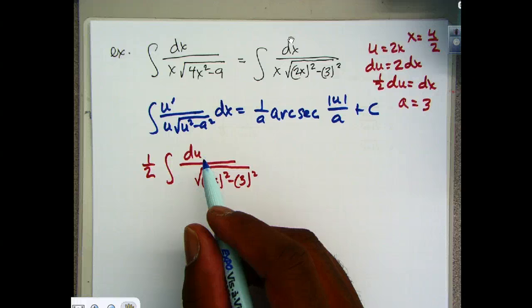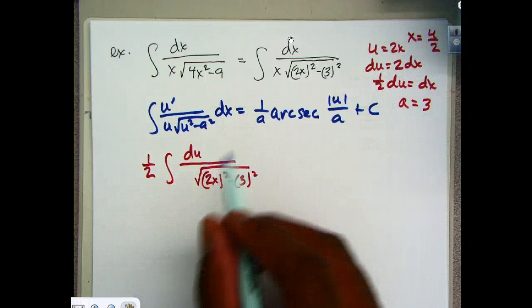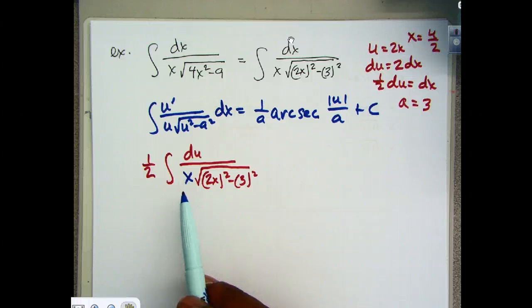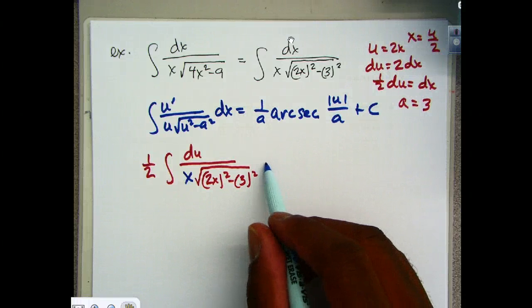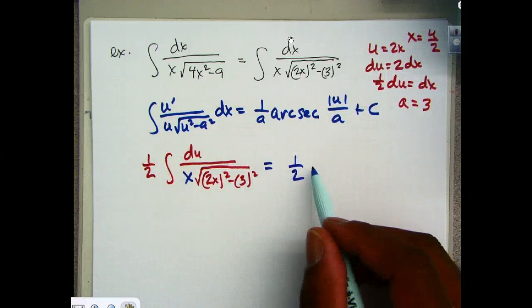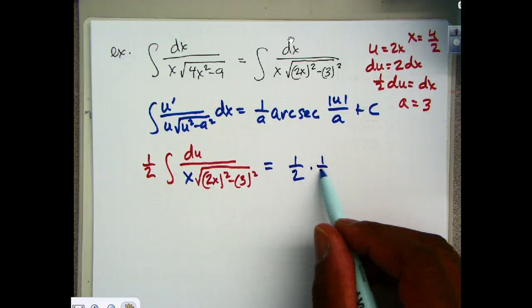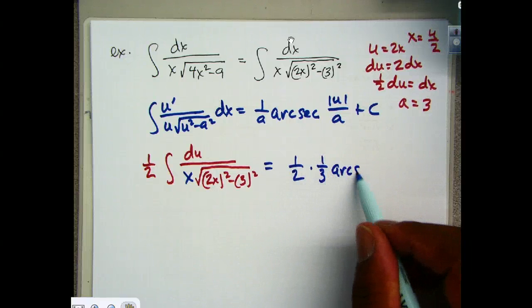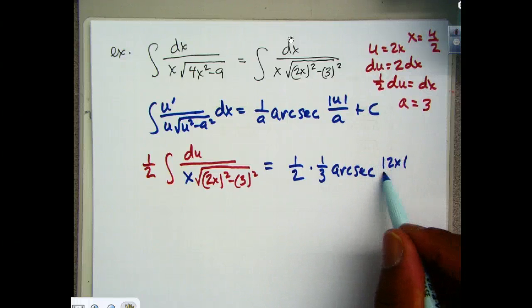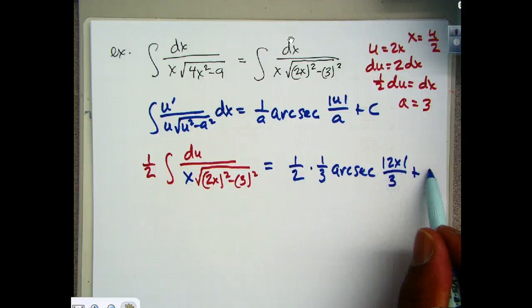I don't know if I want to do that. No, you know, actually, I'm going to just go ahead and leave that x there, because I have this in terms of x. All right, so my answer then is 1/2 times 1 over a, so times 1 over 3, arcsecant, absolute value of u, so absolute value of 2x divided by 3, and then plus c.